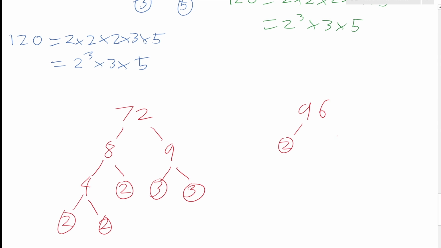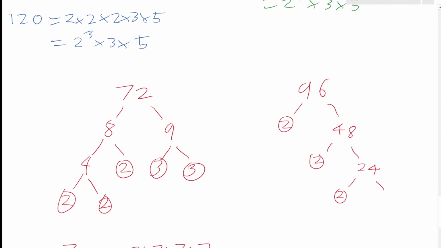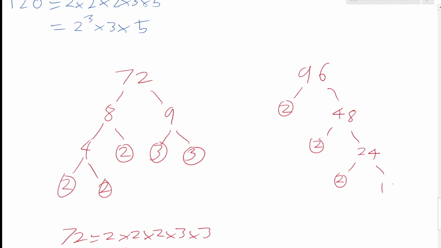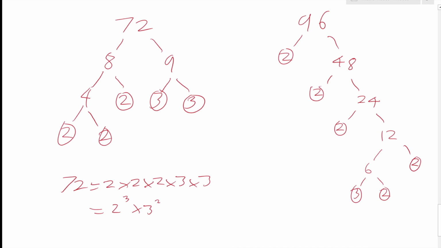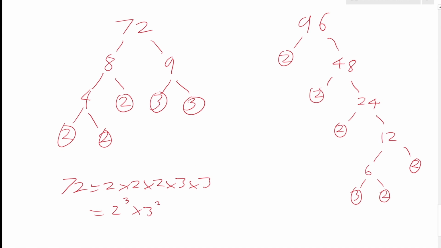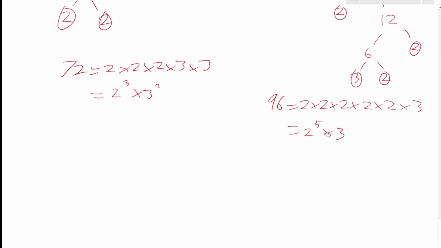96. Again, I'll do it the other way this time, so you can break out 2 and 48, another 2, 24, another 2, you get 12, 2 and 6, and then the 6 breaks down to 2 and 3. So we've got 1, 2, 3, 4, 5 2s and a 3. So 96 equals 2 times 2 times 2 times 2 times 2 times 3, which equals 2 to the 5th times 3.